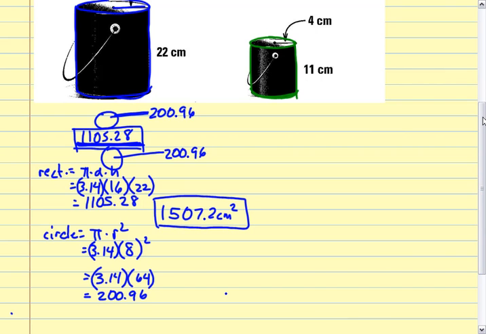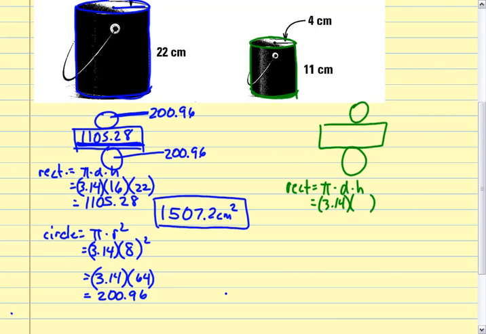Okay, now Megan, I'm going over the green can. Remember, I've got two circles and a rectangle, right? Which do you want to find first, Megan? Area of the rectangle. Remember, the rectangle is equal to pi times d times h, right? Okay, so I'm going to use 3.14 times, what's the diameter for that one, Megan? 11. The diameter of the circle? That's the radius. What's the diameter of the circle? 8. 8. Good.